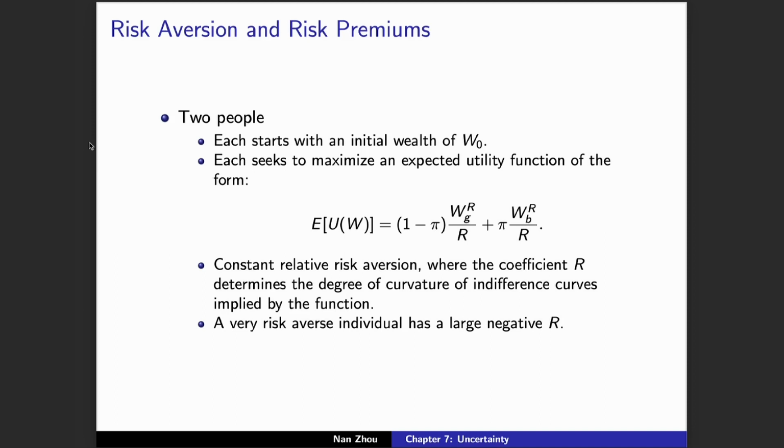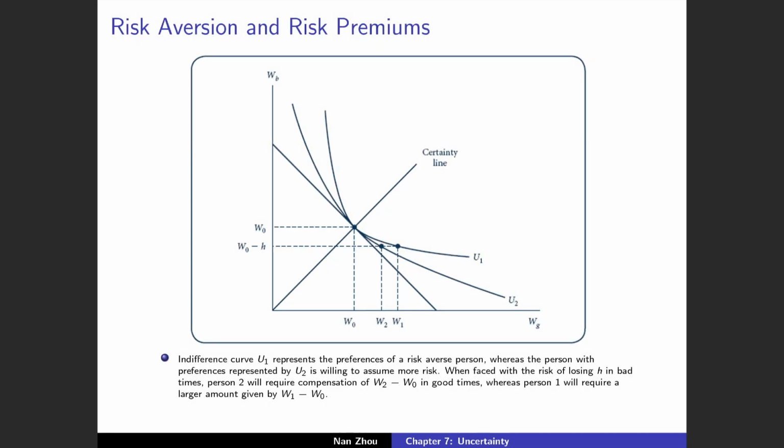Insurance markets are composed of diverse individuals with various risk attitudes. We might be able to measure that by looking at the coefficient of relative risk aversion, R. The more highly negative that R is, the more risk averse, and thus the more sharply curved the indifference curves are. This diagram shows the indifference curves for a pair of individuals where U1 is more risk averse than U2. Therefore, when faced with the same loss of H in the bad state, individual 1 is going to require more compensation in the good state to stay at the same level of utility compared to individual 2.